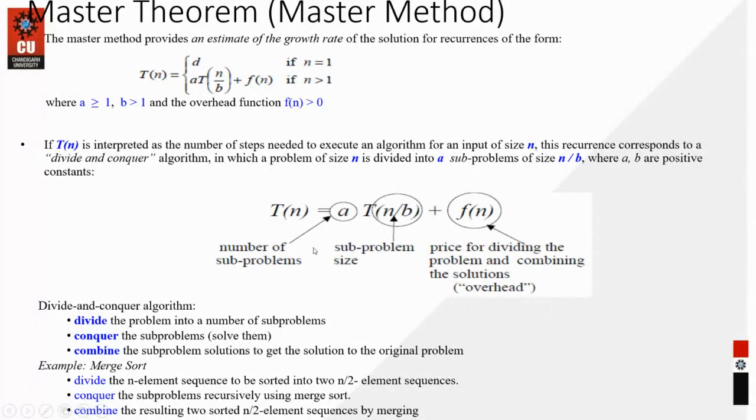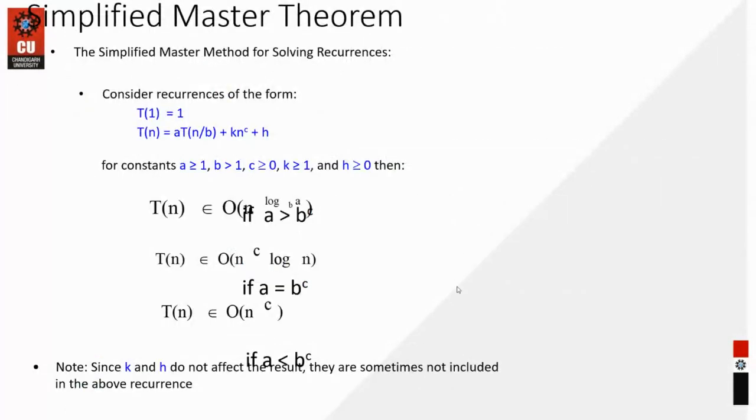So we can denote the number of sub problems in terms of a. We need to find out the size of the sub problem, which would be n by b, and f of n is a function of how many times we are doing the operations in this way. So this is the simplified recurrence relation.